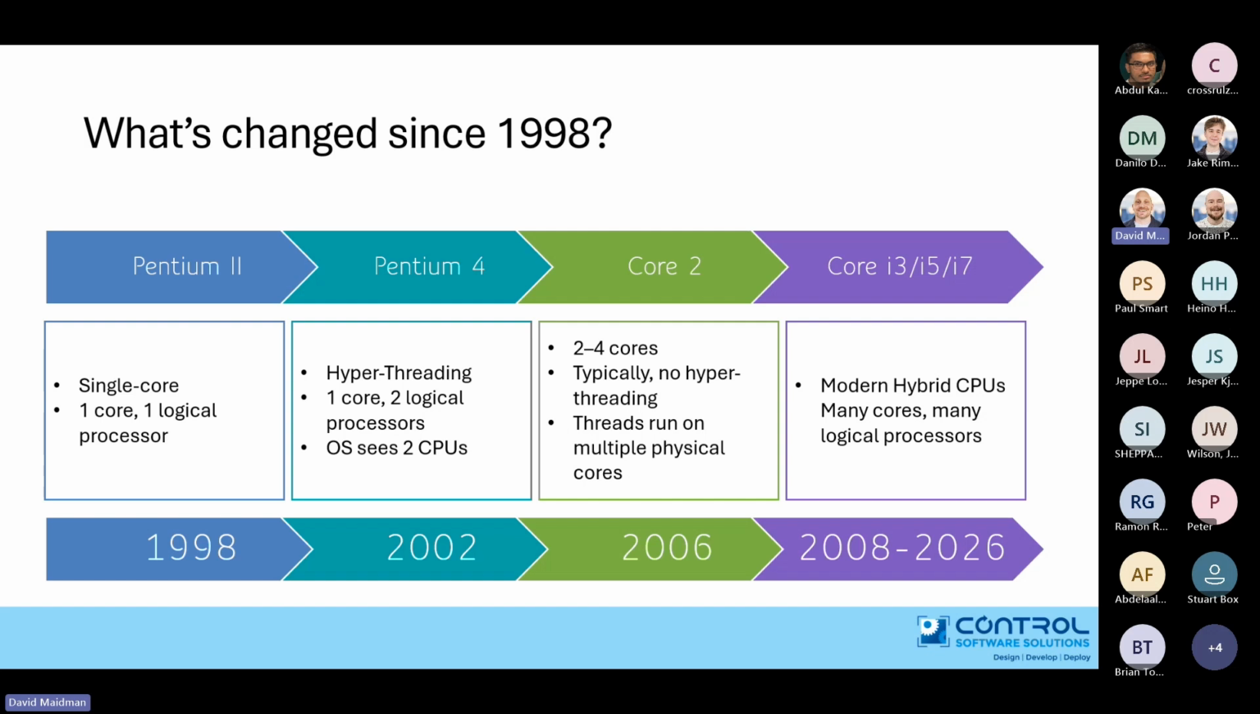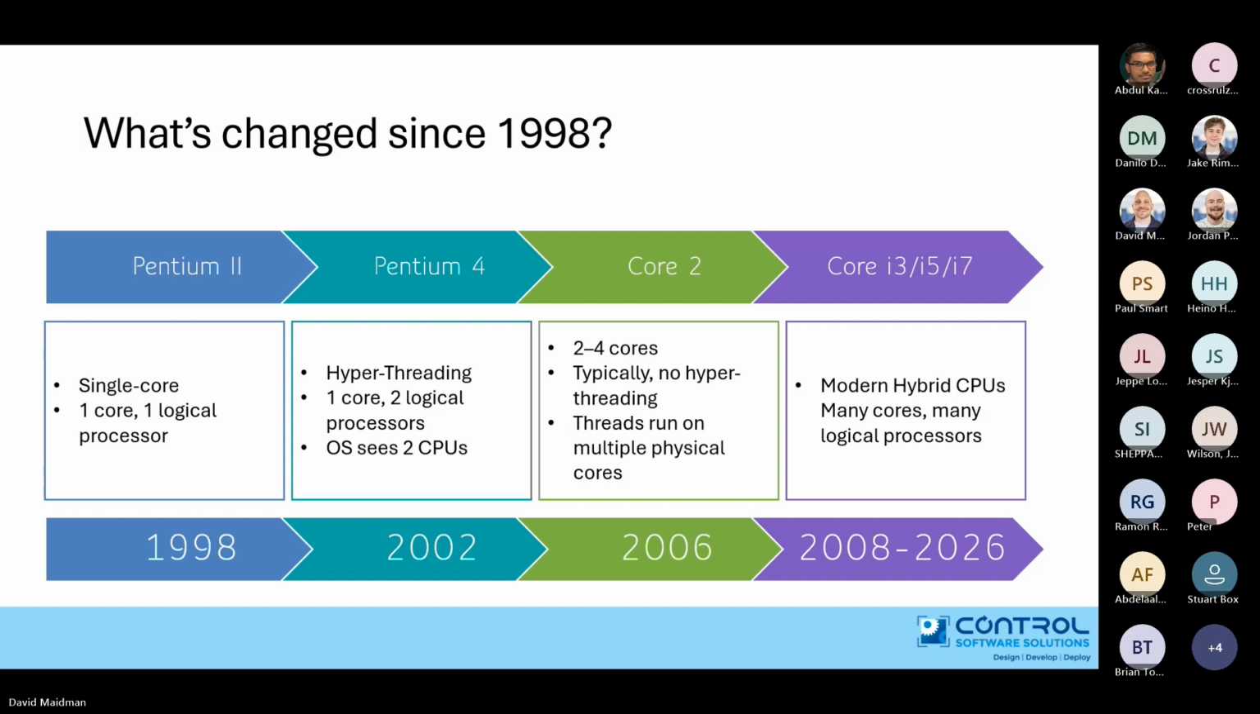And then by 2002, we're on to the Pentium 4, and that's where we introduced hyperthreading. So we have one physical core, but we can view that as two logical processors. So the OS sees two CPUs. Again, I'll explain some of this in a bit more detail as we come on.